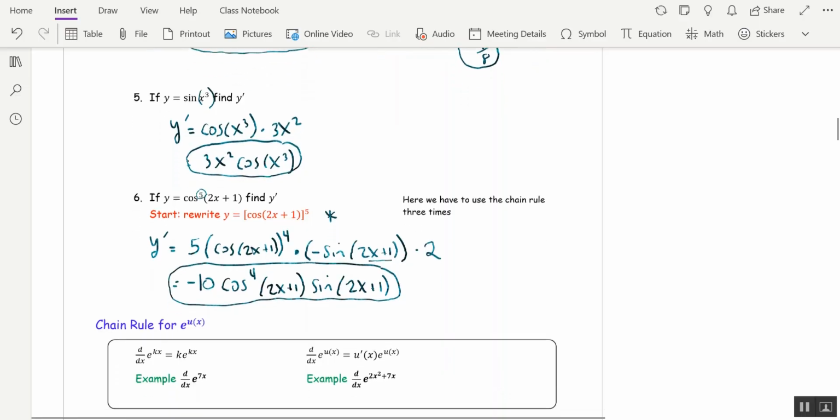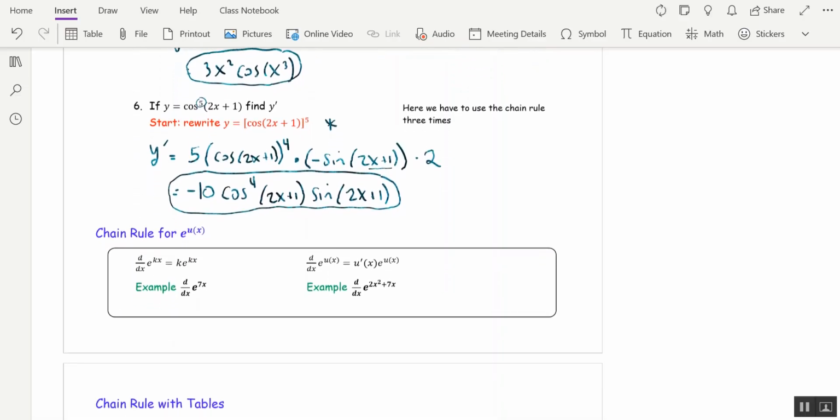All right, chain rule for e to the u of x. We had a derivative rule that said the derivative of e to the kx is k e to the kx. That was actually a special case of this more general rule that says if you want the derivative of e to any function of x, rewrite it as e to the u of x and then multiply in front by the derivative of the exponent. So here are 2 examples. The derivative of e to the 7x is 7 e to the 7x. Notice that 7 is the derivative of 7x.